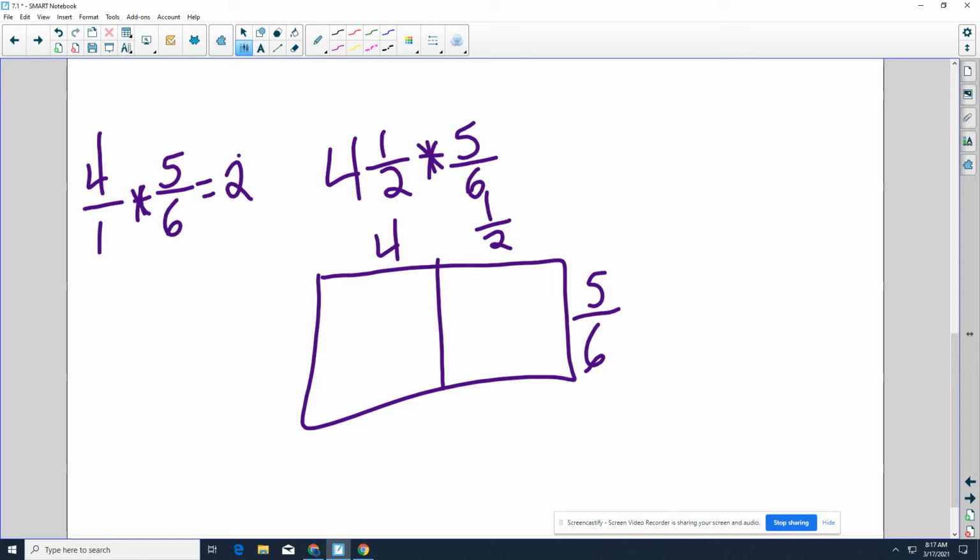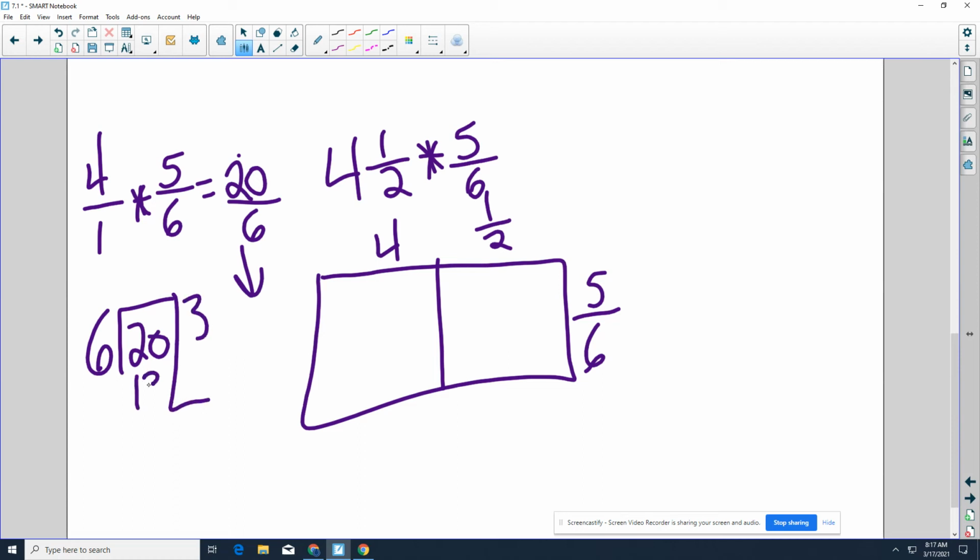And I get 26. But I want to go ahead and convert that to a mixed number. So I'm going to divide. And I know the 6 times 3 is 18. And I have 2 left over. So in my denominator is 6. So I'm going to say 3 and 2/6. Then I have to do the next one here.